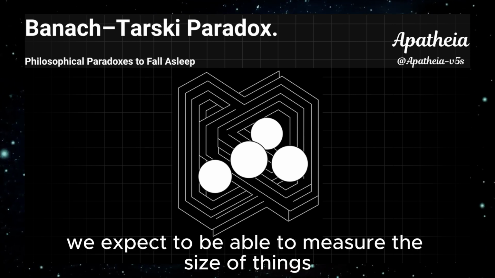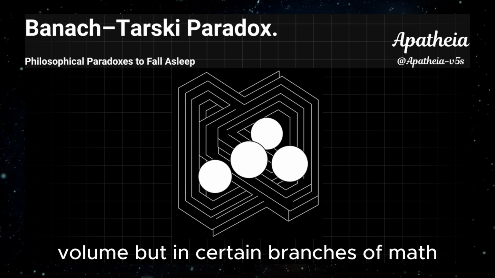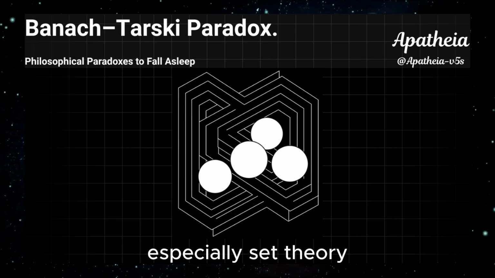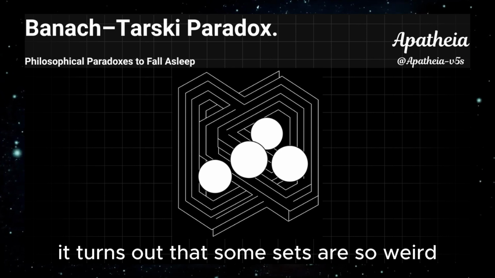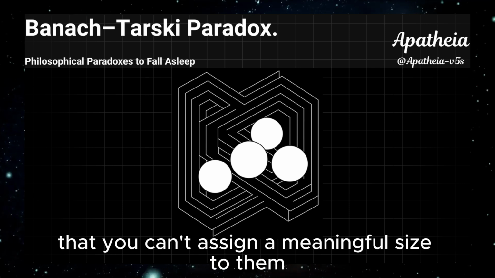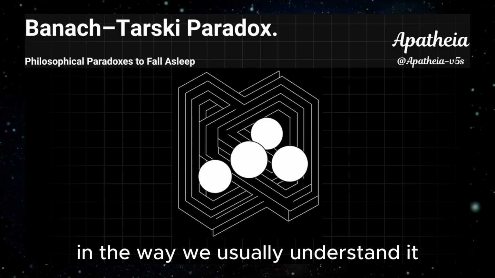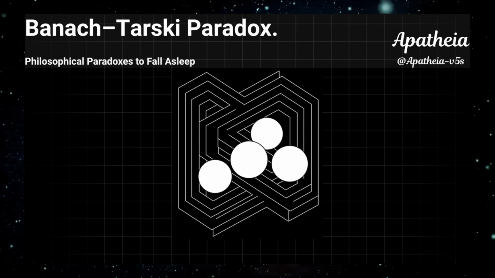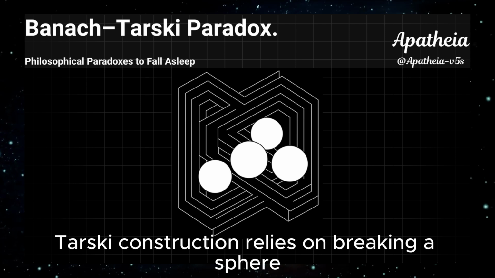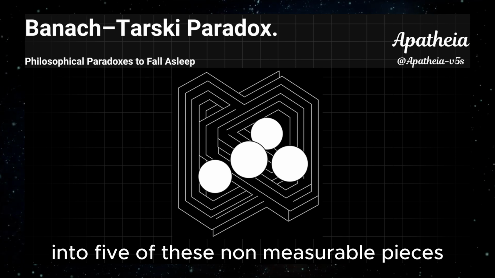In regular life, we expect to be able to measure the size of things: length, area, volume. But in certain branches of math, especially set theory, it turns out that some sets are so weird, so fragmented, that you can't assign a meaningful size to them. They don't have a volume in the way we usually understand it. The Banach-Tarski construction relies on breaking a sphere into 5 of these non-measurable pieces.